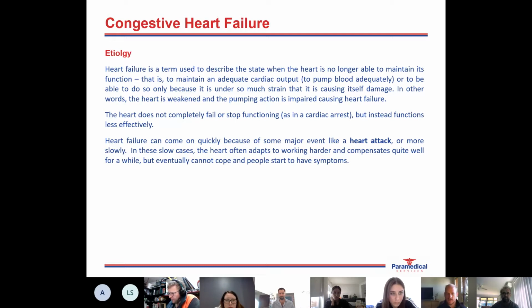And in these slow cases, the heart often adapts to working harder and compensates quite well for a while, but eventually cannot cope and people start to have symptoms. We can sort of relate this to atrophy of the heart, where it becomes significantly enlarged, and at the same time that occurs, the ventricle size is significantly reduced.